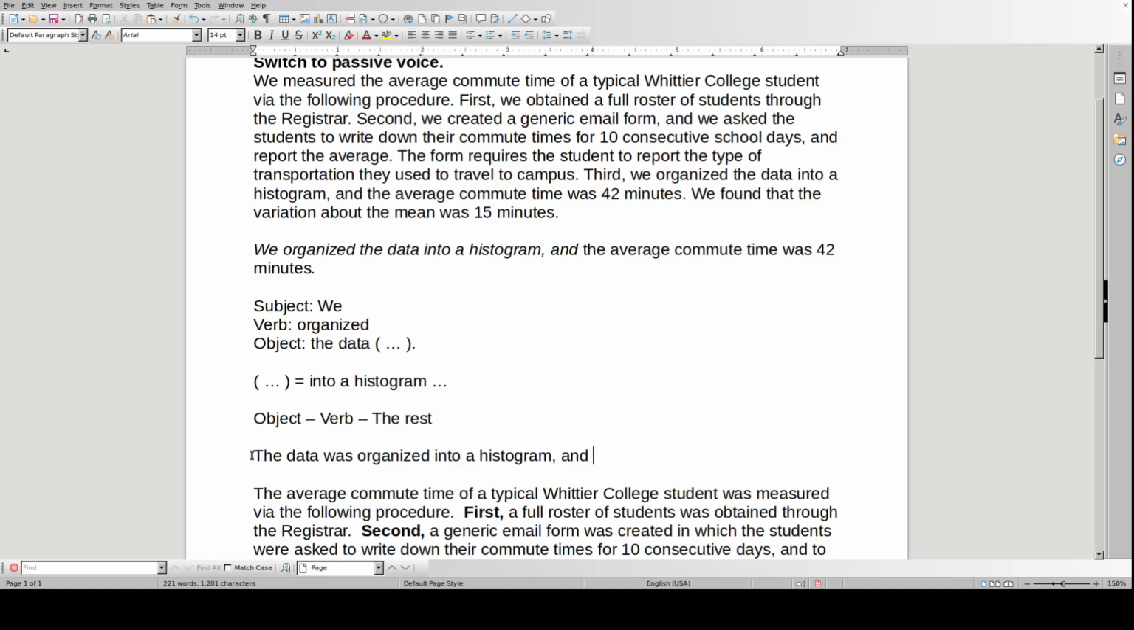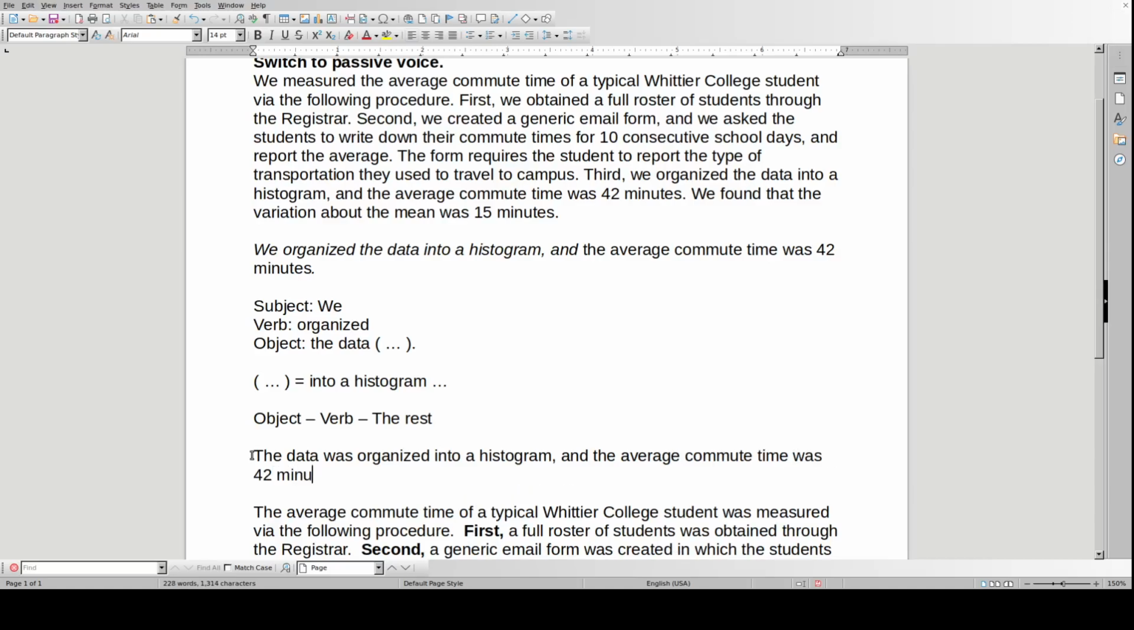So this second sentence follows that, even though it's not really in passive voice. It's just in simple past tense. The average commute time, here we come to the verb, was 42 minutes.